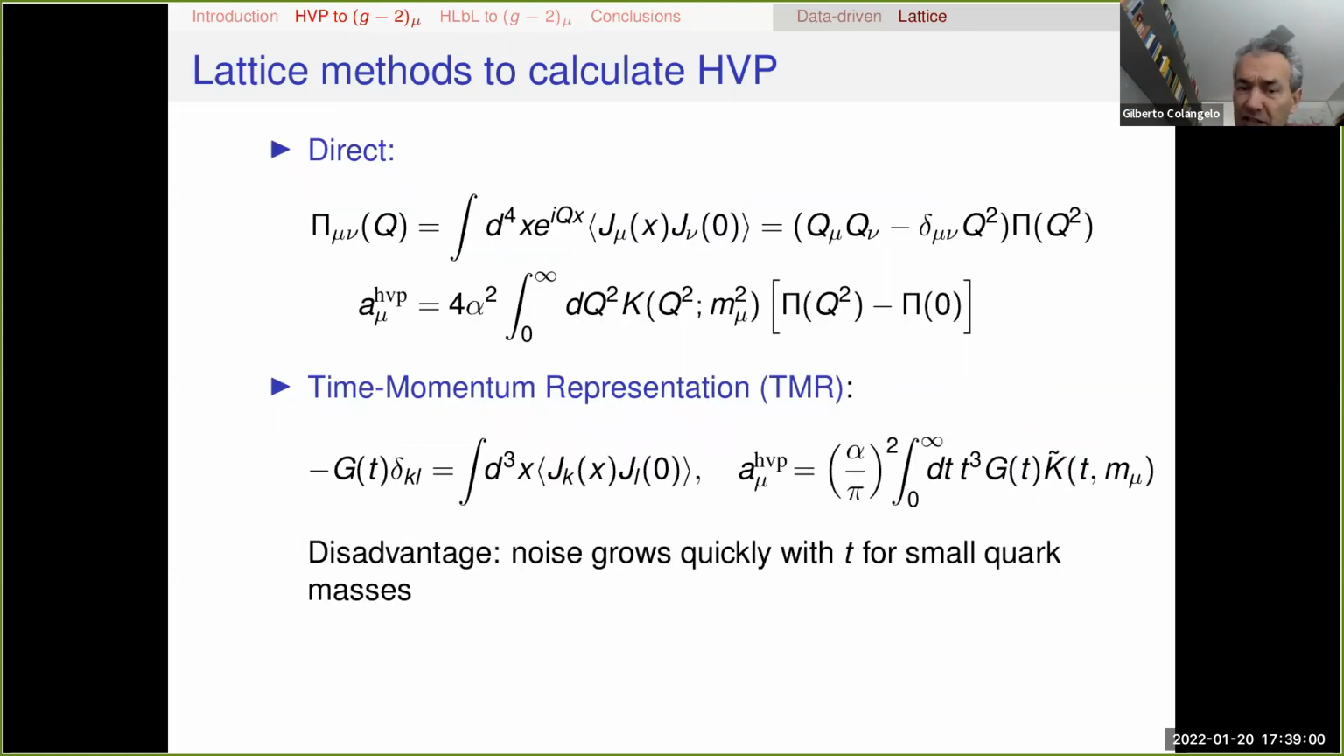But there's another approach which has been developed by Bernecker and Meyer, the so-called time momentum representation. You do the integral, not the Fourier transform, just the integral over space of this correlator. So this is now a function of time. And they have calculated the kernel function, which you have to use to integrate over time for this time-dependent correlator to get the contribution to g minus 2. The disadvantage of this method is that the noise grows very fast with t.